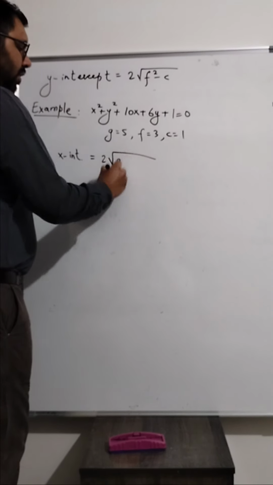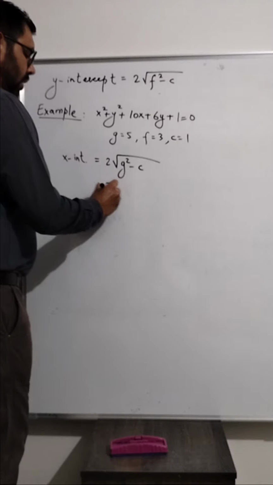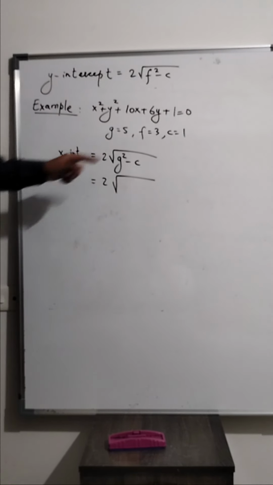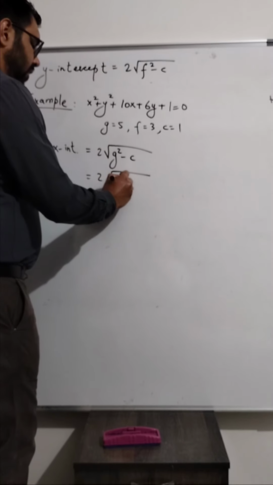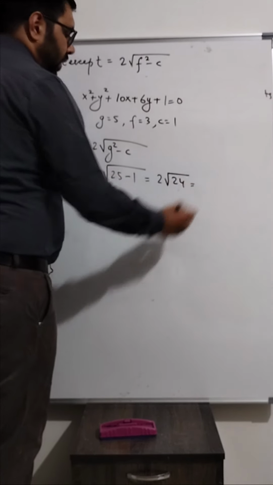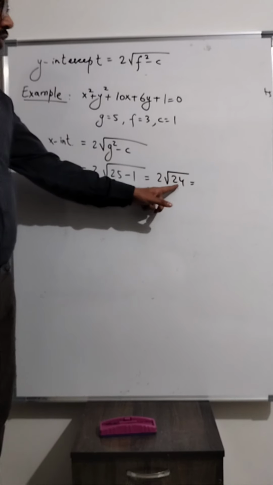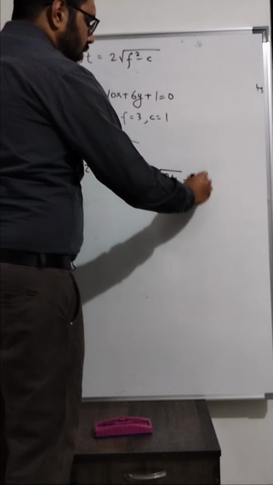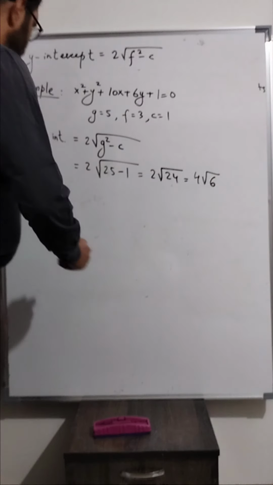So x-intercept is 2 root g square minus c. So 2 times square root of, substituting the value of g here, 5 square will become 25 and minus 1. So this becomes 2 root 24. Now 24 is nothing but 6 into 4. So this can be written as 2 root 6 into 2, which means this is 4 root 6.